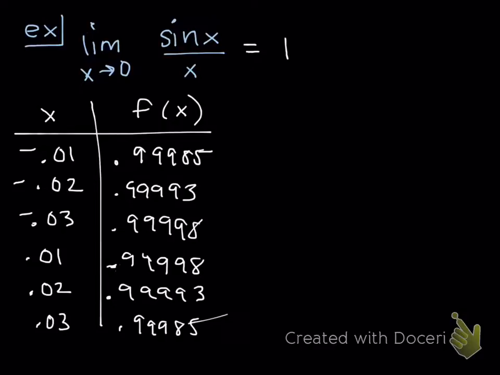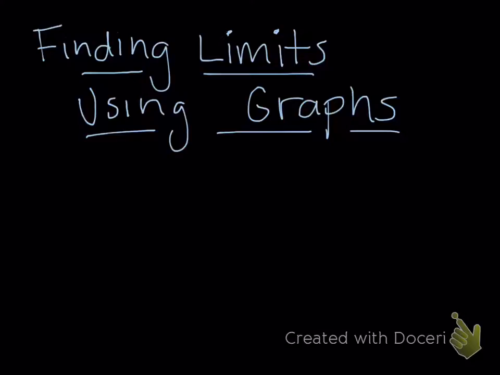The table is not something you necessarily would have to write down. We could use the calculator and look at the t-chart. If we didn't have a graphing calculator, then we would have to write this out. Next we're going to approach limits using graphs. The idea is that in order for the limit to exist, it has to approach the same thing from the left side and the right side.